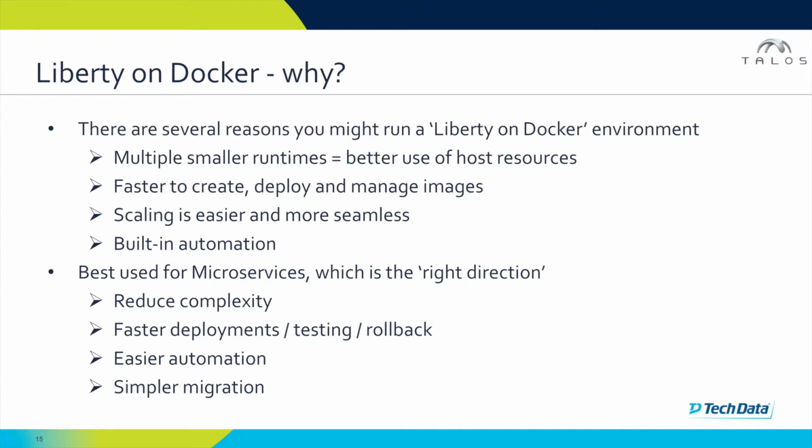So it's best used for microservices, which should be the way really that we're tending toward in terms of a technology direction. Microservices reduce complexity in applications, they make deployments faster, it's easier to roll back and to test. It's easier to roll out. You can do kind of staged rollouts and then roll back if something isn't right. It makes automation easier, and it makes migration easier.